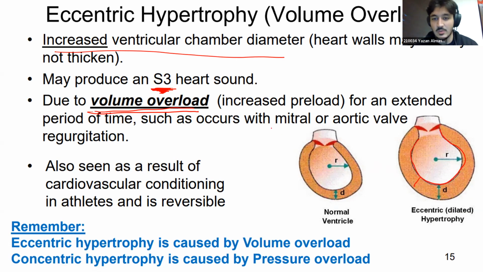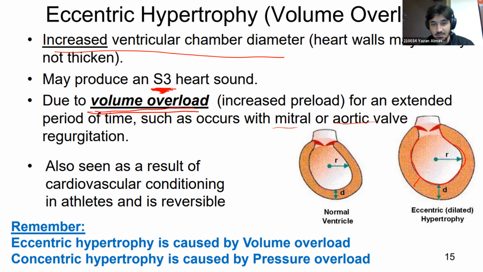And it says it occurs with mitral or aortic valve regurgitation. Why is that? Because if we have mitral regurgitation, for example, the blood is going to keep flowing from the atrium to the ventricle, and it's going to overfill the ventricle. The same thing with the aortic valve regurgitation. Why is this important to know?